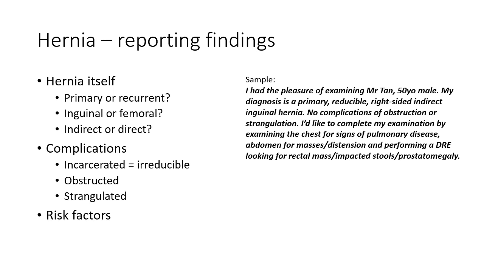In the exam, there usually are no complications, but it's still important to make a show of having looked for them. This will include incarceration, evidence of obstruction, as evidenced by perhaps a distended abdomen, and strangulation. You will definitely not get these complications in the exam. And it's important to make a show of how you have elicited any risk factors. So here's a sample statement which you can use to describe your findings in the hernia exam.